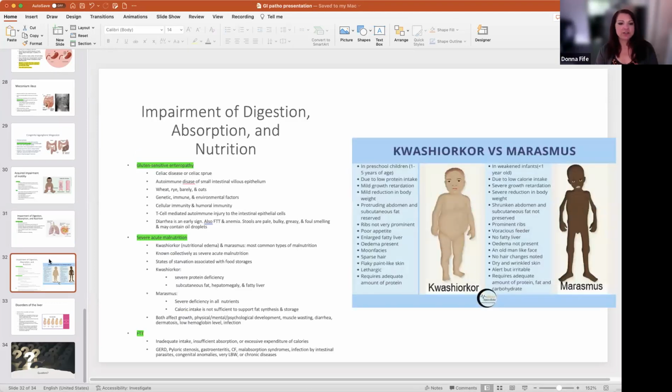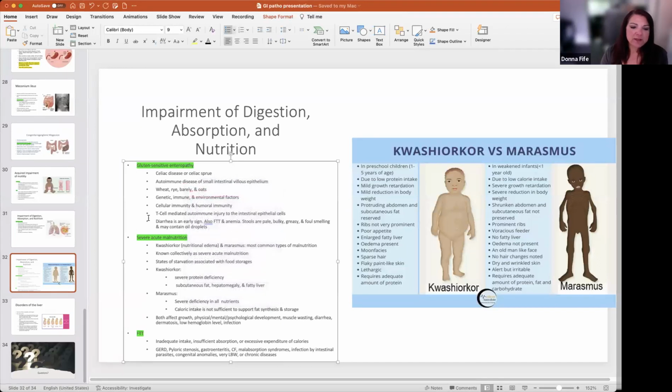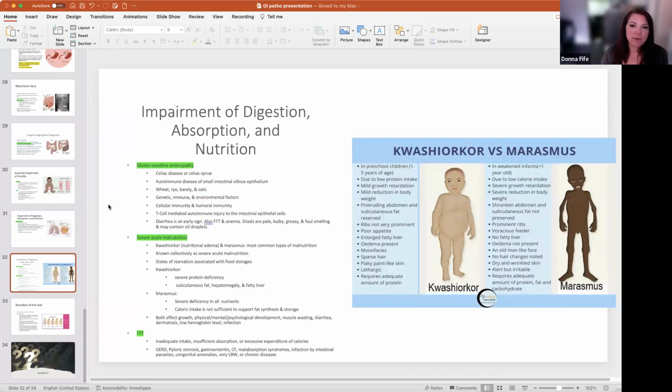More on the impairment of digestion, absorption, and nutrition. We have gluten-sensitive enteropathy, so we have celiac disease or celiac sprue. This is an autoimmune disease of small intestinal villus epithelium. There's issues with wheat, rye, barley, and oats. This has genetic, immune, and environmental factors involved. There's cellular immunity and humoral immunity, and T-cell mediated autoimmune injury to the intestinal epithelial cells.